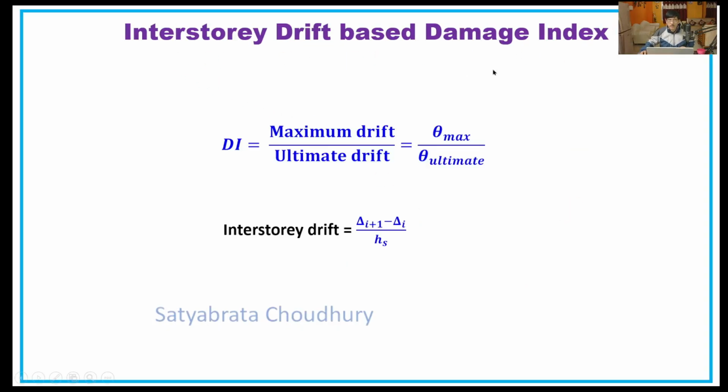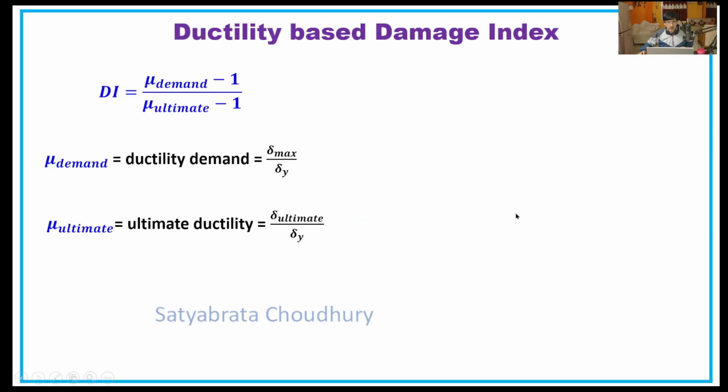Now we have interstory drift based damage index. Damage index is equal to maximum drift divided by ultimate drift. So drift, as we discussed earlier in videos, can be expressed in ratio or in angle, radian. So interstory drift is given by sway in the upper story minus sway in the lower story divided by height of the story. This comes as a ratio, and this can be expressed in angle also. That is what has been done here. Maximum angle divided by ultimate angle expressed in the drift. So theta max, theta ultimate, how to get, we shall see later.